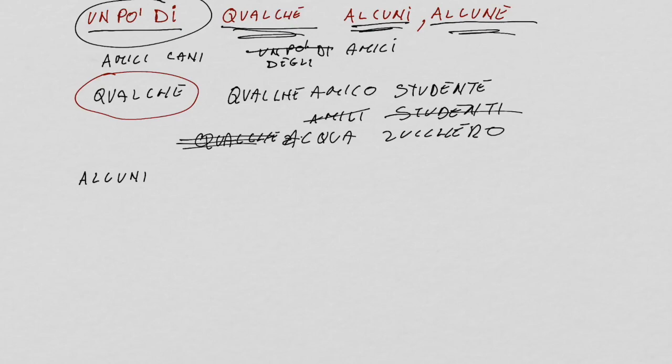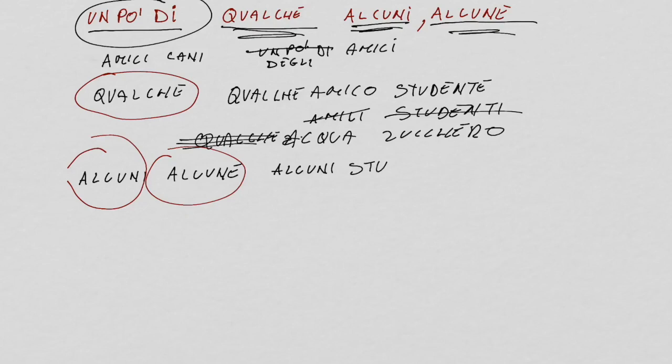Alcuni and alcune. Alcuni and alcune have exactly the same meaning of qualche, but they are always followed by a plural noun. Alcuni is used with masculine and alcune is used with feminine nouns. So, for example, studenti, you need alcuni since studenti is plural. So, alcuni studenti means some students, a few students. Alcune studentesse, in this case you use alcune because studentesse is plural feminine and it means some female students.